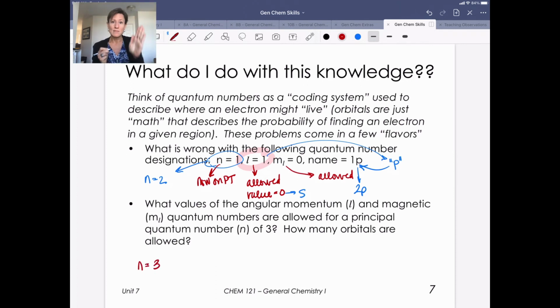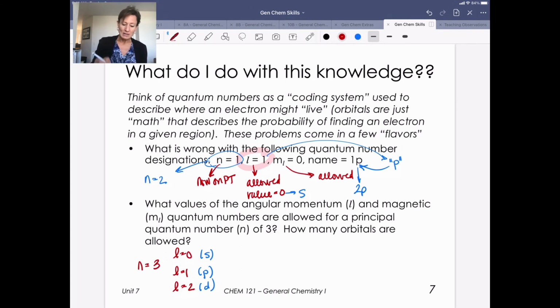Okay, remember, we move through this progression. If we know what n is equal to, we can figure out the allowed L values. So for n equal to 3, we could have L equal to 0, L equal to 1, or L equal to 2. L is always equal to 0 to n minus 1, whatever that value is. So n minus 1 is going to be 2 here. So our allowed values are L equals 0, L equals 1, and L equals 2. I'm just going to highlight here, L equals 0 is an s orbital, L equals 1 is a p orbital, and L equals 2 is a d orbital.